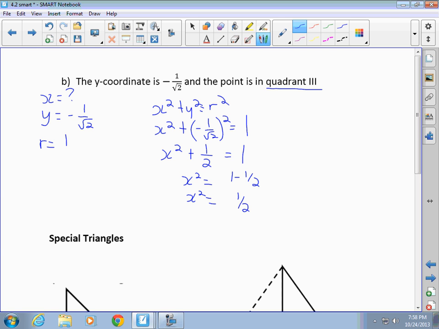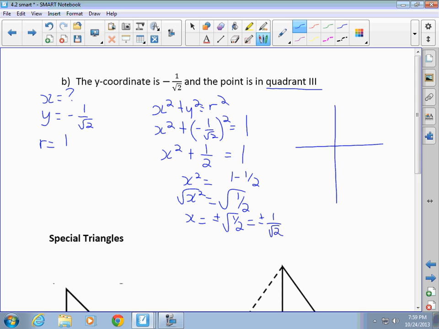X squared is equal to 1/2. I lost my train of thought. Take the square root. So x is equal to the square root of 1/2, and you could rewrite this as plus or minus 1 over square root 2. And for right now, it's okay to leave that square root in the denominator. So now I have to see where this is going to work.